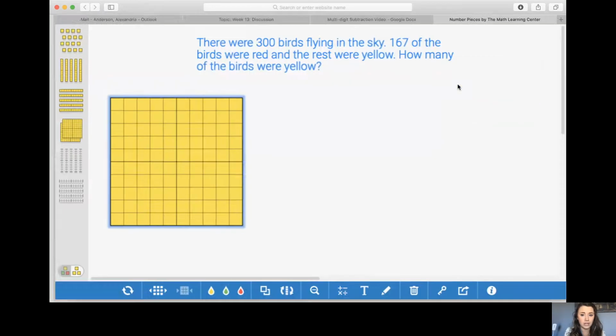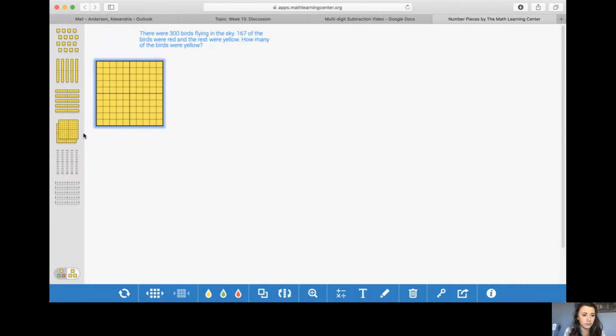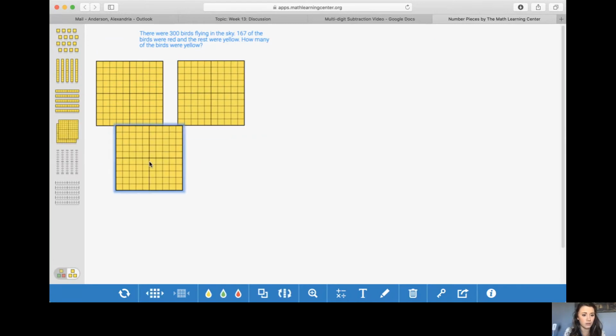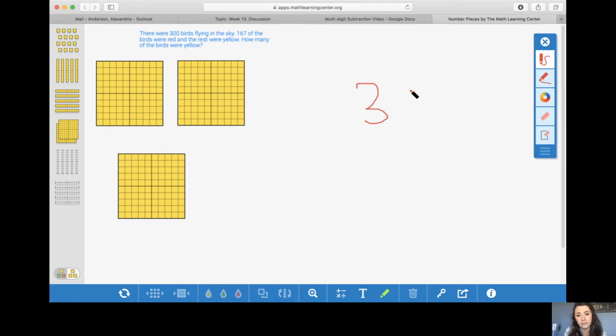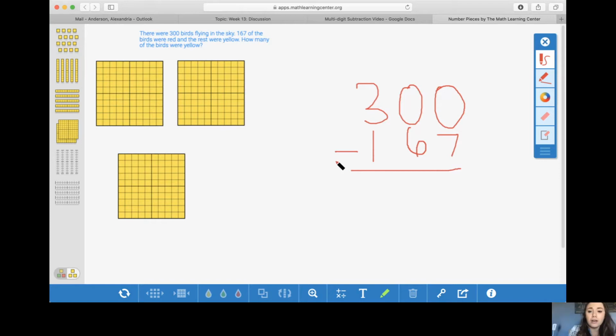We've got 300 over here. So 1, 2, 3. That's the whole, right? That's how many birds are in the sky. All right, let's model it over here. 300. How many are we taking away to find out how many were yellow? Yeah, 167. So 167 were red, and we're going to find out this number down here, how many were yellow. So we're trying to take away 167 from 300.